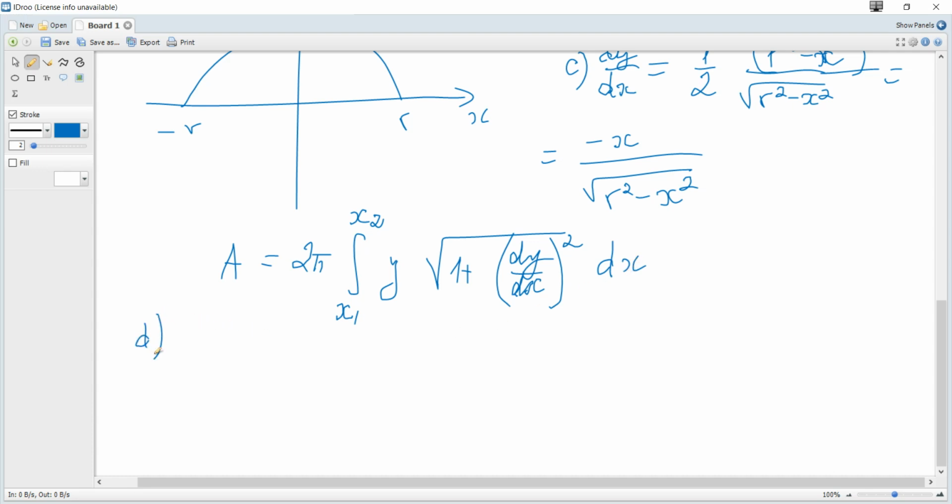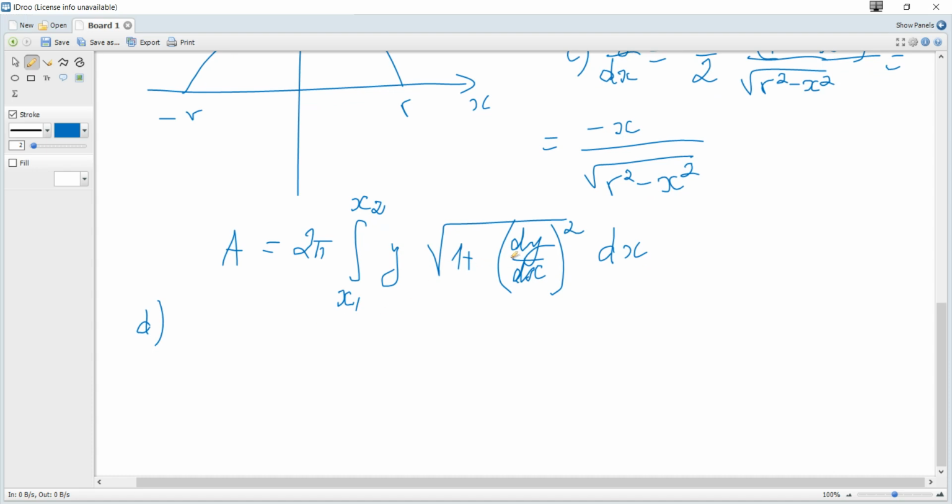A sphere is formed by rotating the semicircle y is square root of r squared minus x squared, where x is greater than or equal to negative r and less than or equal to r, through 360 degrees about the x-axis. Show by integration that the surface area of this sphere is 4 pi r squared, 4 marks. So we need to calculate this integral according to this formula.